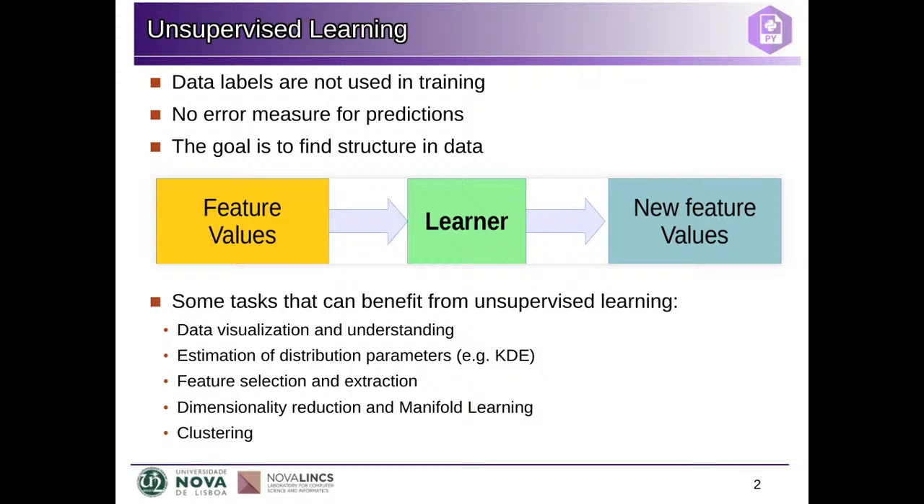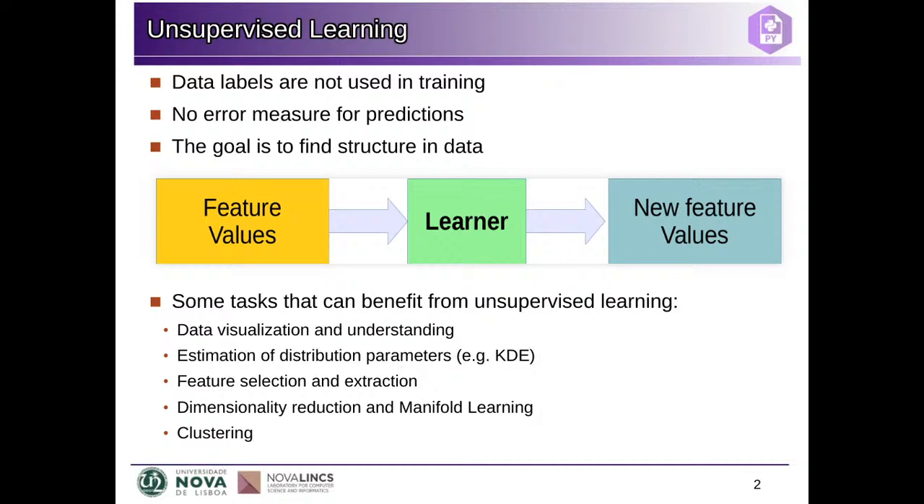So the basic idea of unsupervised learning is that we don't have target labels for use during training. So we are not using some error measure to try to supervise the performance of our system, of our learner. But we want our learner to do some transformation of our data in order to give us new feature values, not a prediction, but new features that are more useful. So this can be used for data visualization and data understanding.